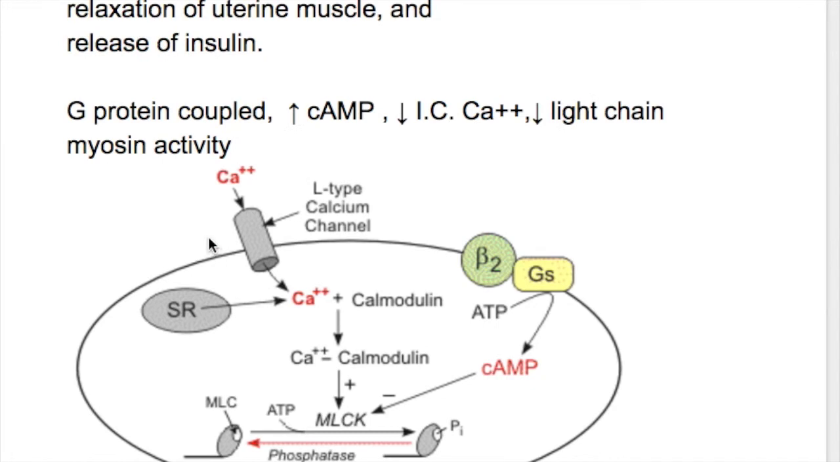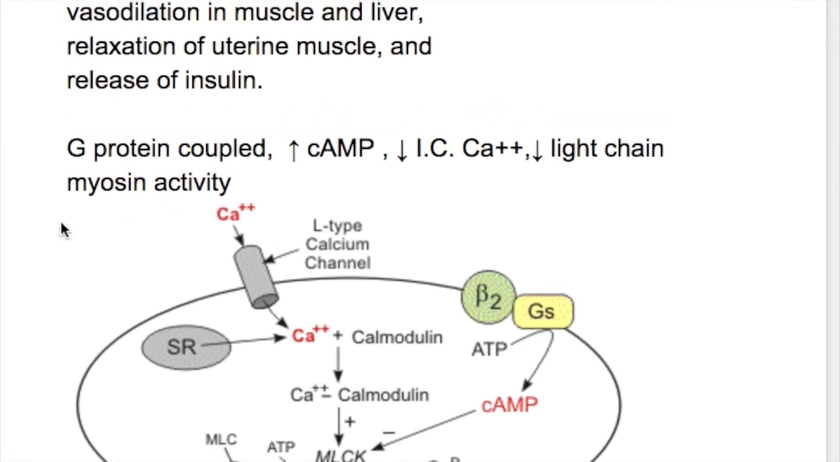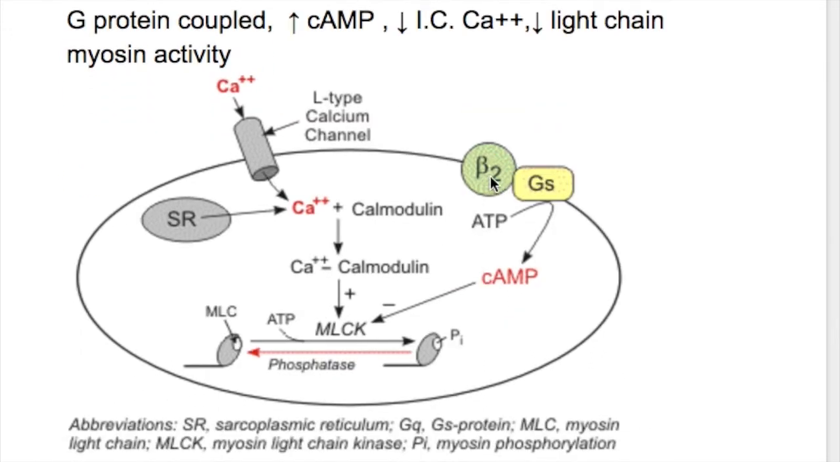So what is the mechanism of action of beta 2 receptors? Beta 2 receptors are G protein coupled receptors which increase cyclic AMP, that decreases or inhibits the myosin light chain kinase, which is required for the contraction. So when this light chain kinase is inactivated, that causes muscle relaxation.